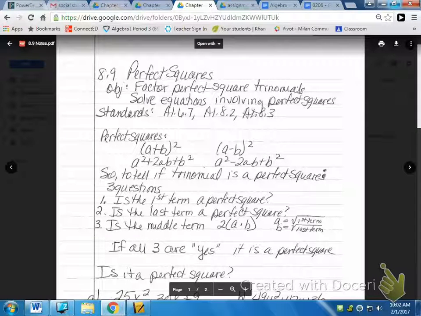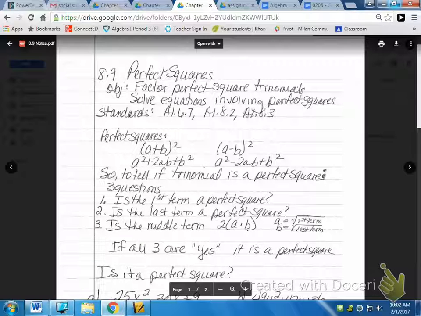Lesson 8-9, perfect squares. So our objective today is to factor perfect square trinomials and to solve equations involving perfect squares. And you see the standards listed there, Algebra 1, 6, 7, 8, 2, 8, 3. I am going to add an objective. It's basically an overall review of all factoring. That's what we're going to do. So basically by the end of this, you should be able to factor any kind of quadratic that we have.